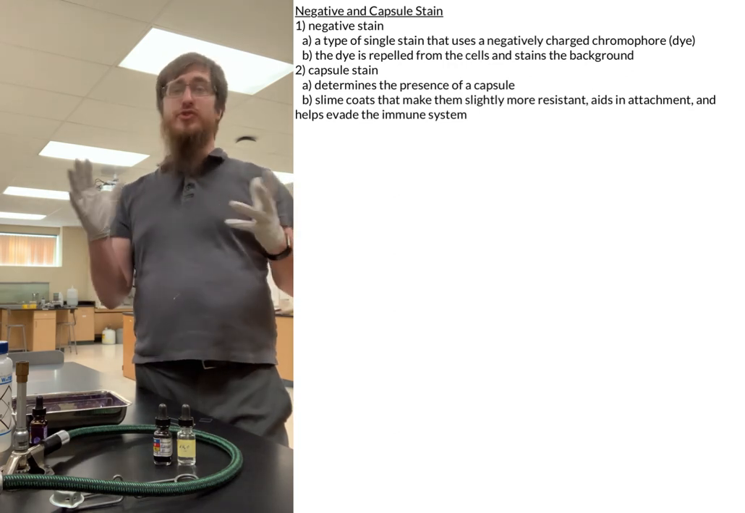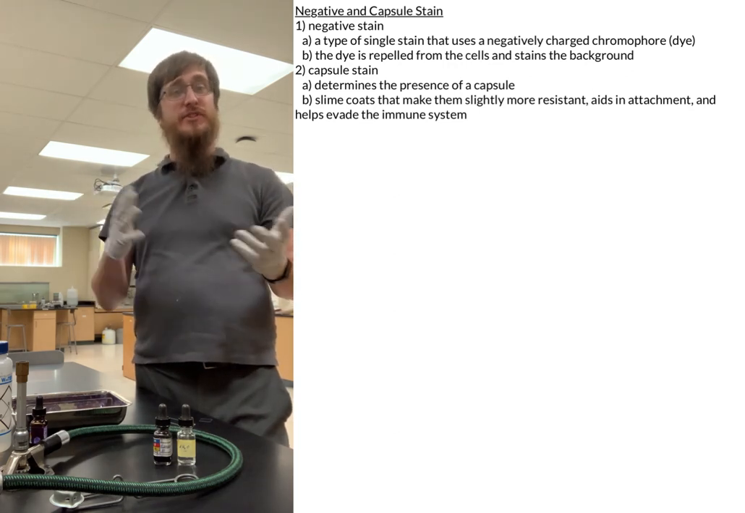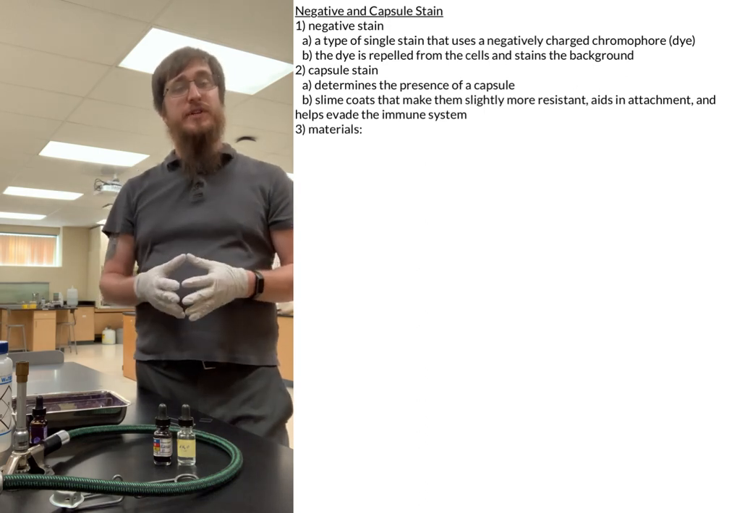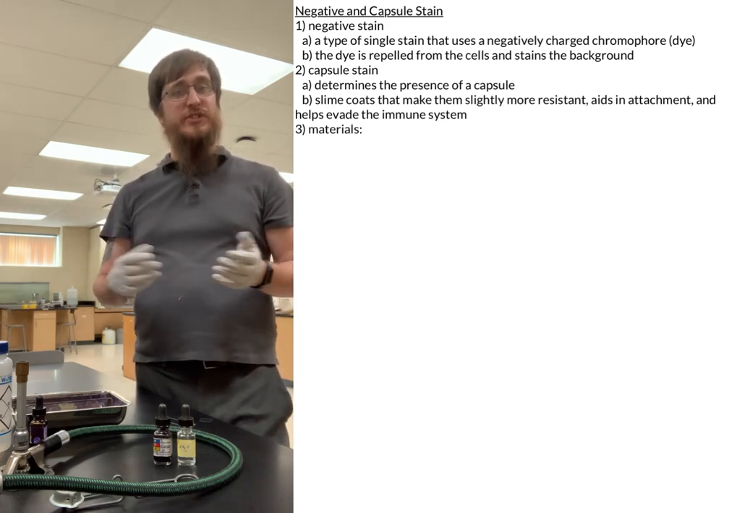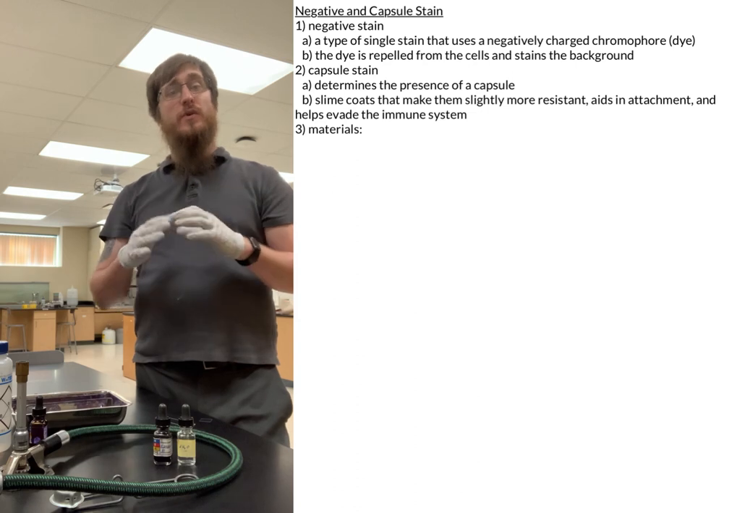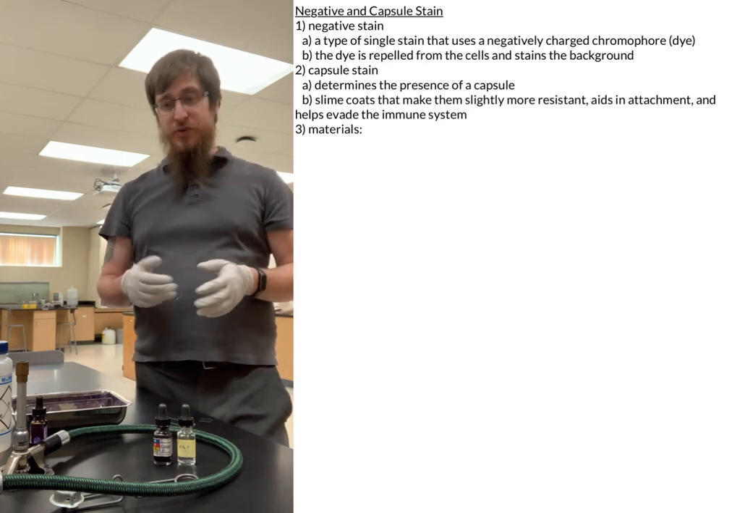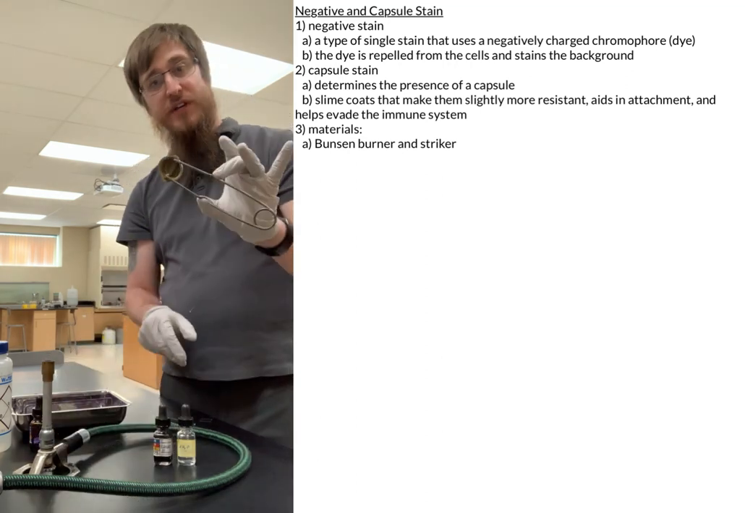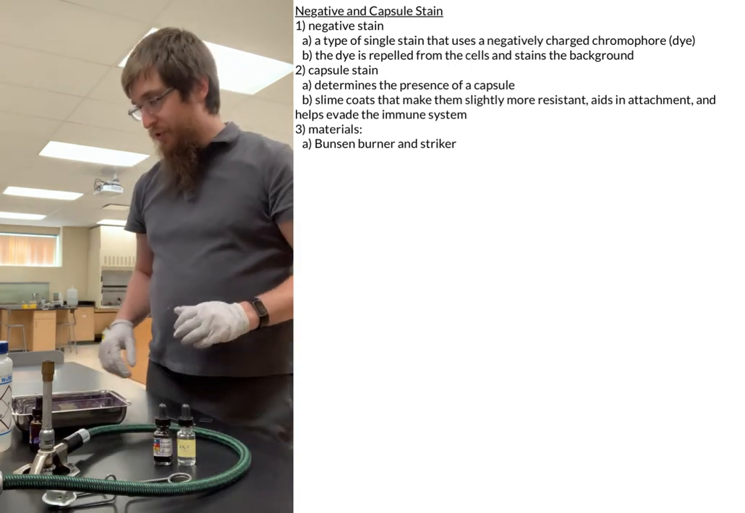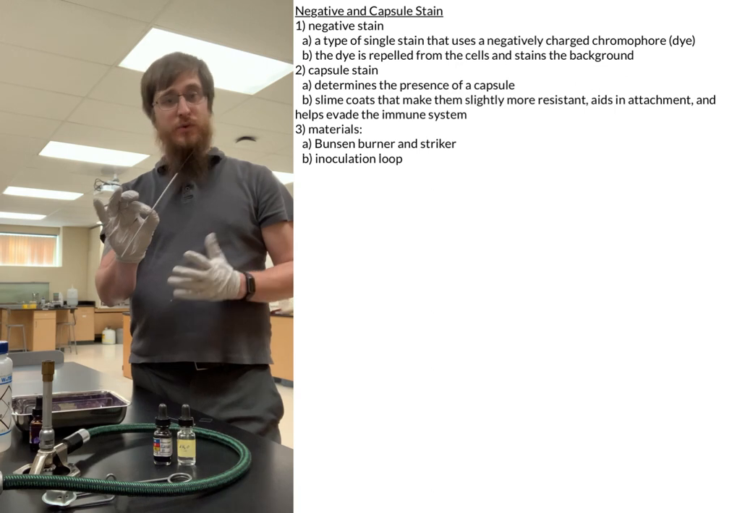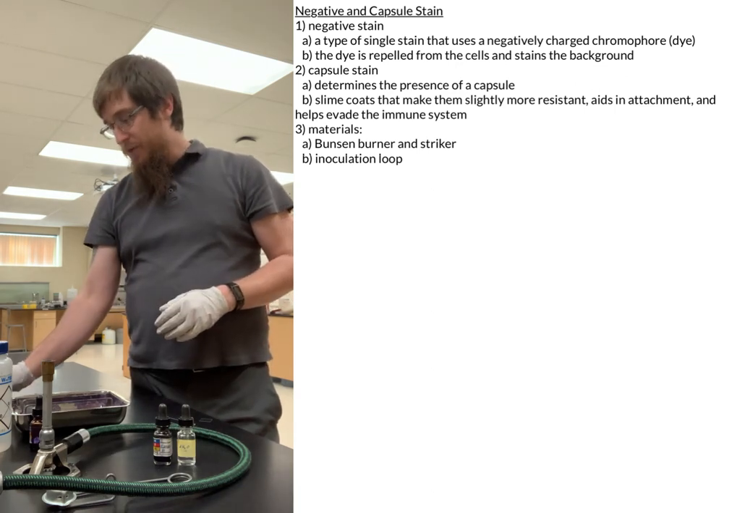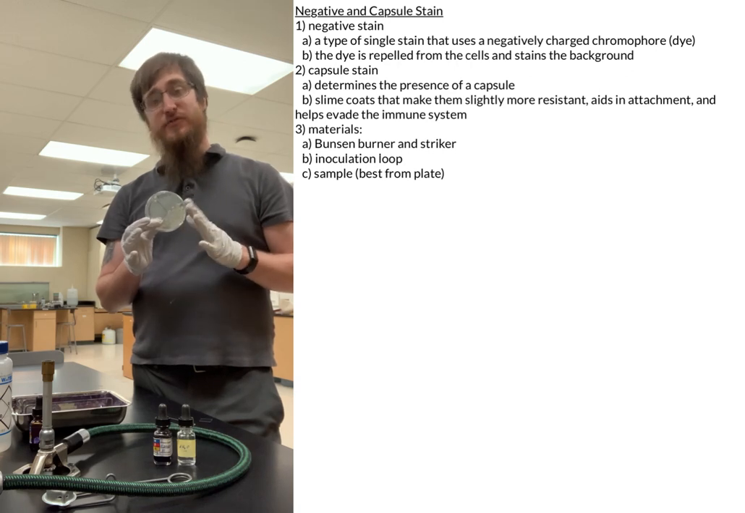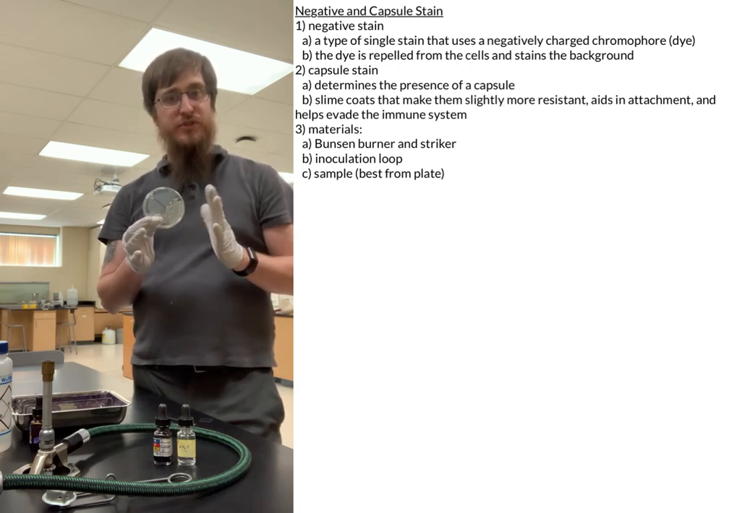So with our introductions out of the way on the two types of stains that we're going to be talking about, let's talk about the different materials that you're going to need in order to perform these two stains. So for our negative stain, you're going to be needing your Bunsen burner and your striker to light it. You're going to need your loop in order to do your transfer. You're going to need some kind of sample, and this is going to be best from a plate to do this type of procedure.